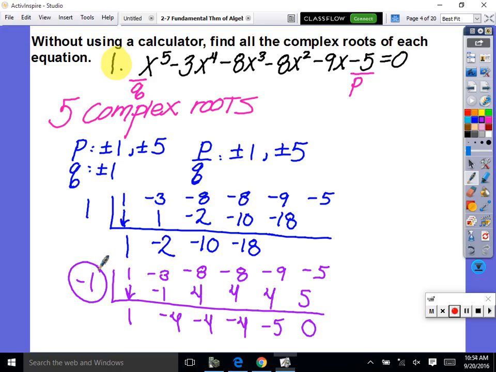Okay, so let's keep testing positive 5 and -5, because there's really nothing we know how to do with degree 4, unless it just depends. Right now we have x to the 4th minus 4x cubed minus 4x squared, right? Minus 4x minus 5. So let's keep testing.